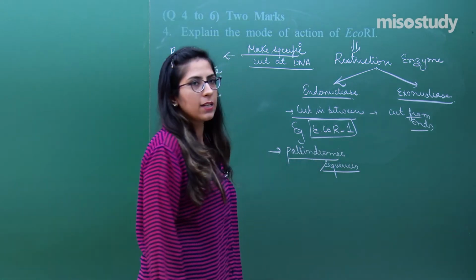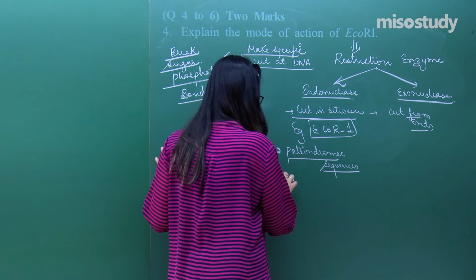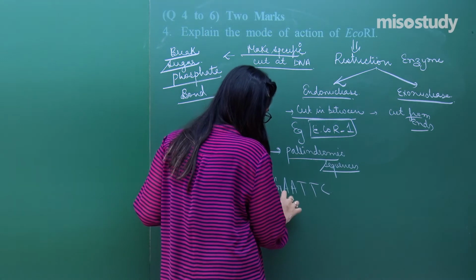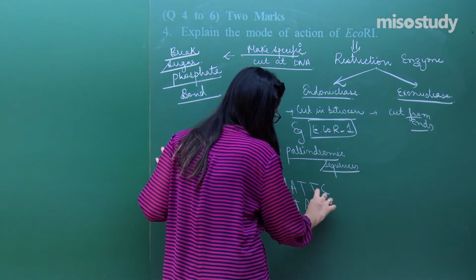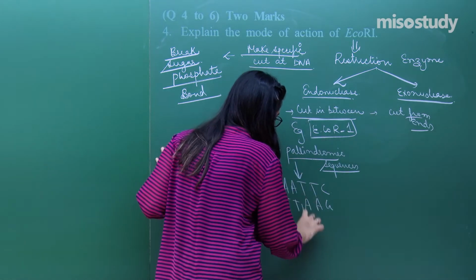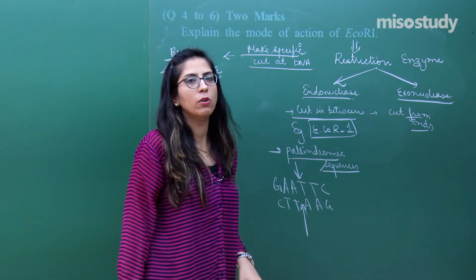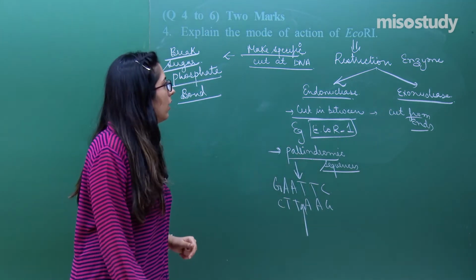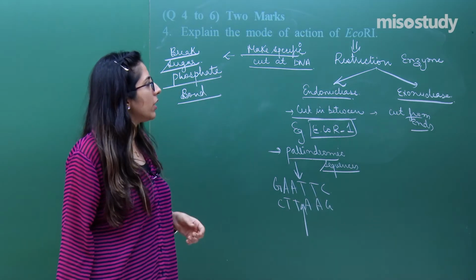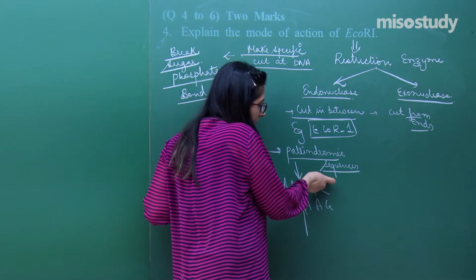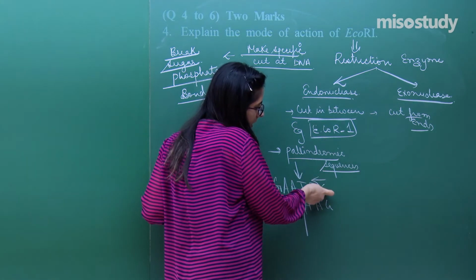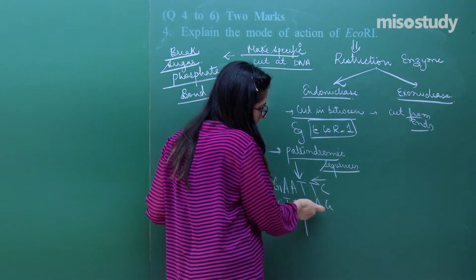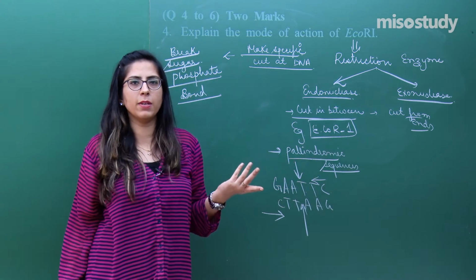EcoR1, they cut at a specific sequence which is called a... this is how they used to make a cut. They cut from in between AT and AT. Now one more. When we talk about the mode of action of the E. coli EcoR1, if we read this particular fragment from this side, CTTAAG, if I read the same from this side, CTTAAG, these are called palindromic sequences, right?